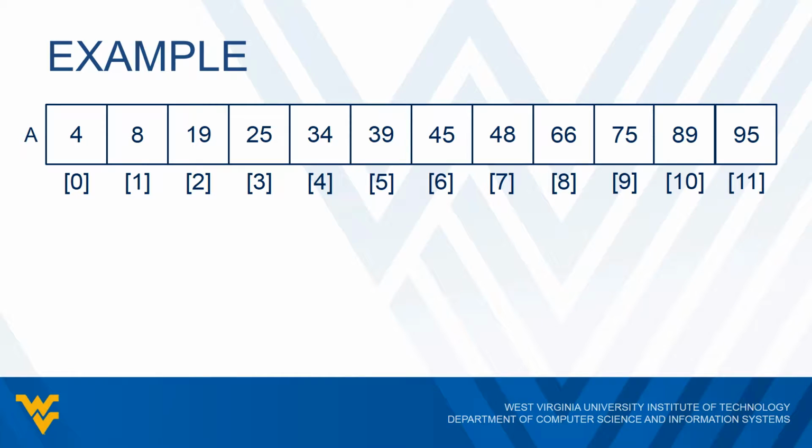Let's do an example of binary search. Let's say we have an array of 12 elements, and let's just suppose we want to find 75 in here. Now, if we look at this, we can see that 75 does exist, so we will find it. But let's show how we can use the binary search algorithm to actually find it.